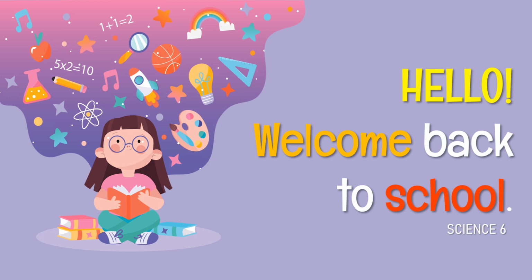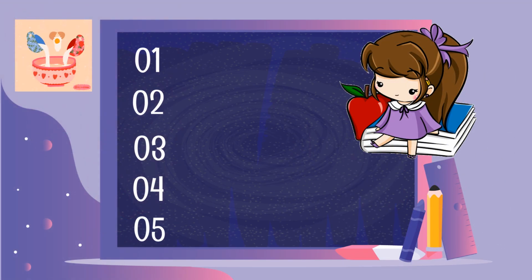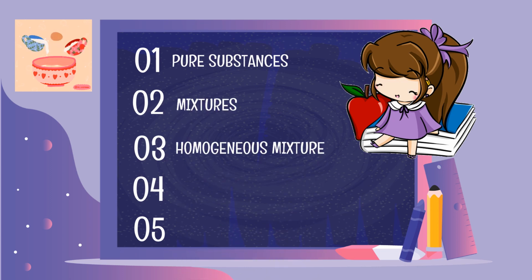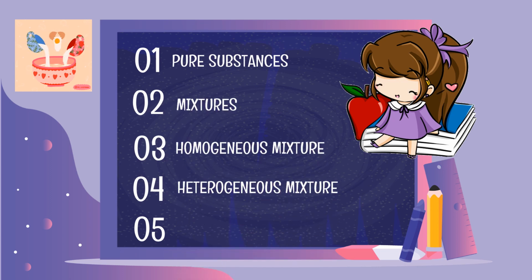This is Science 6, Module 1, Lesson 1, all about mixtures. Let's go! So for the first quarter in Module 1, the lessons we'll be discussing are about pure substances, mixtures, homogeneous mixtures, heterogeneous mixtures, and we will also have a summary activity.